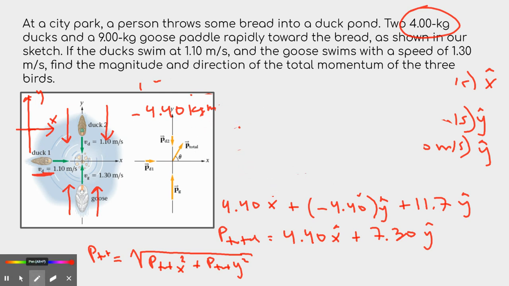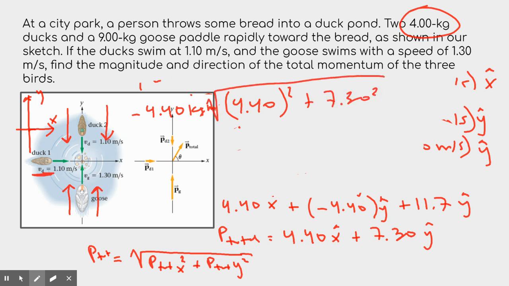All right, so we have 4.40, and that's squared plus 7.30 squared, and we need to find the square root of that in order to solve for P total.